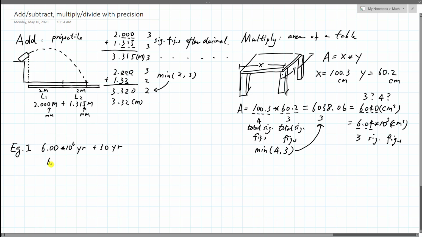6 0 0 0 0 0 0. See, that's the decimal place, right? And then 30 is here.